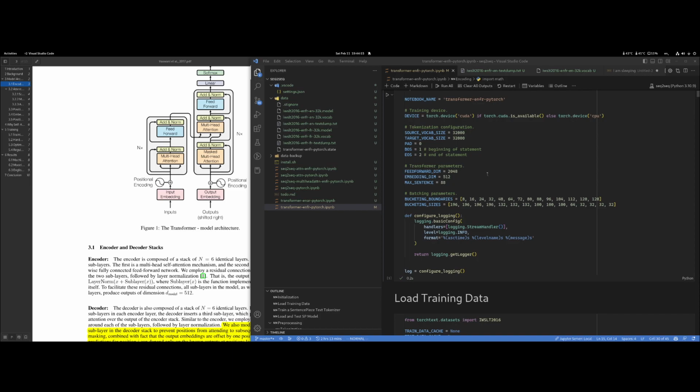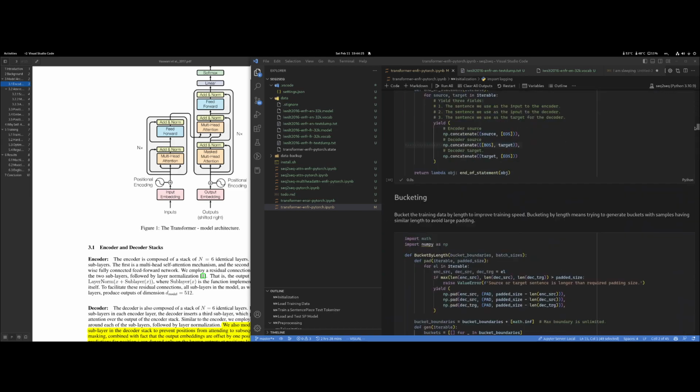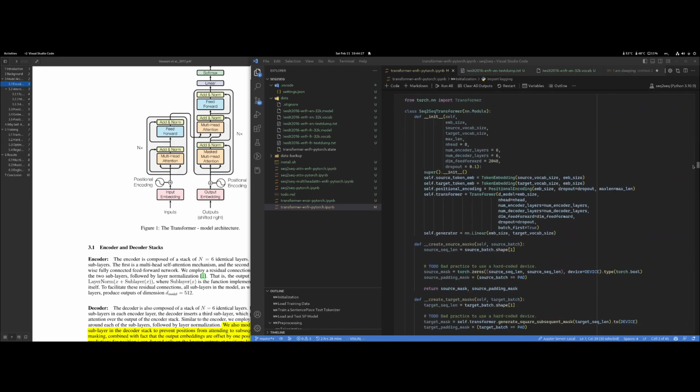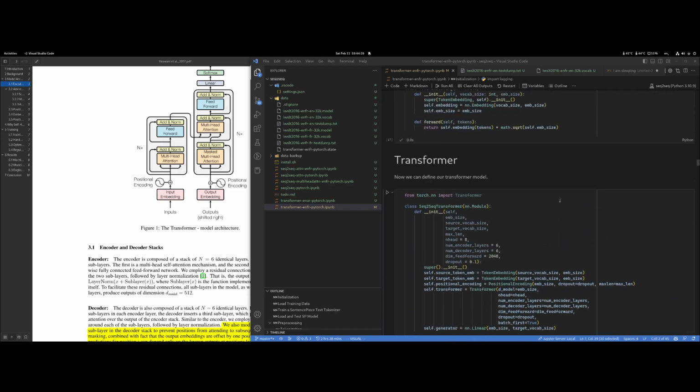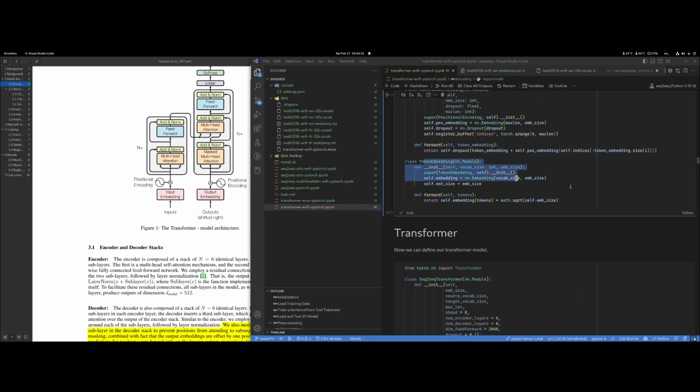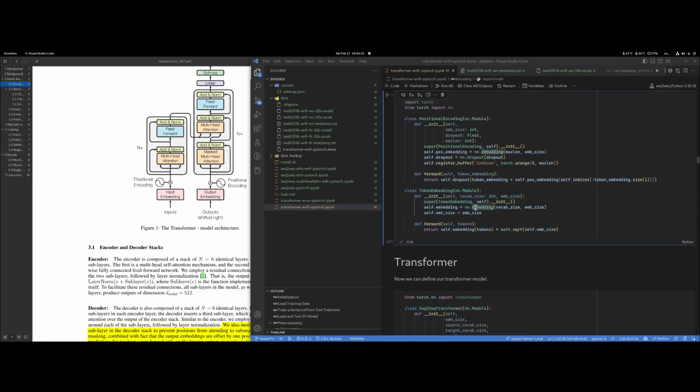And the bigger the dimension, the more dimensions a word could have. But here I chose 512. Obviously, you can choose bigger, but it's going to be a bigger model. Right. So that's the embedding here. Nothing special, just using the typical one from PyTorch.